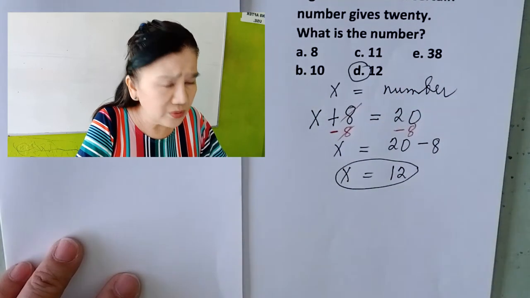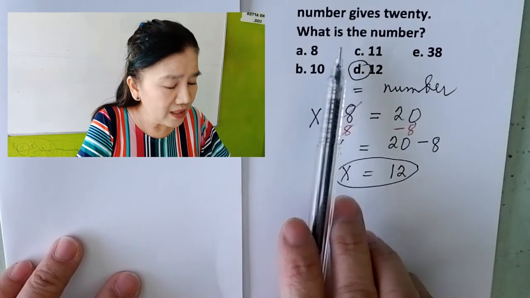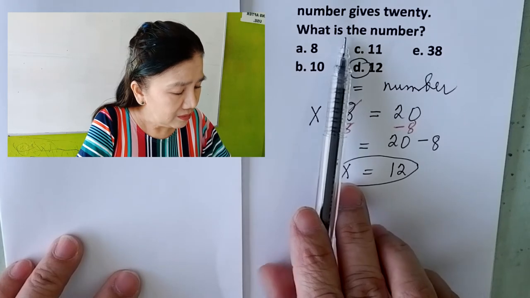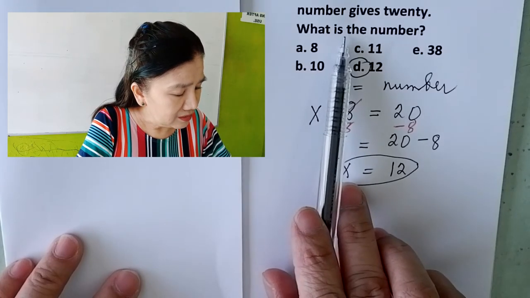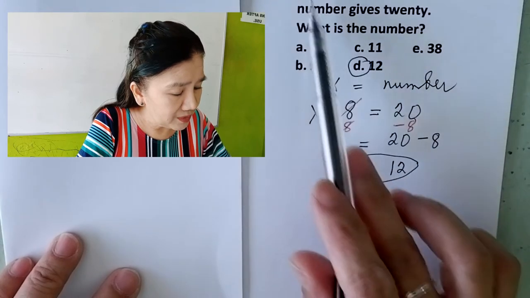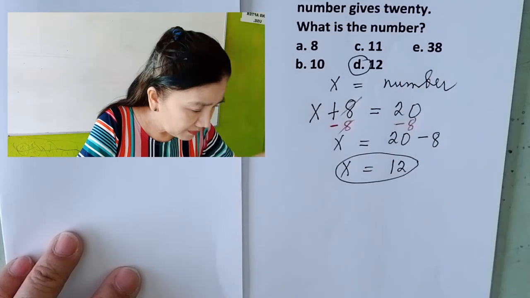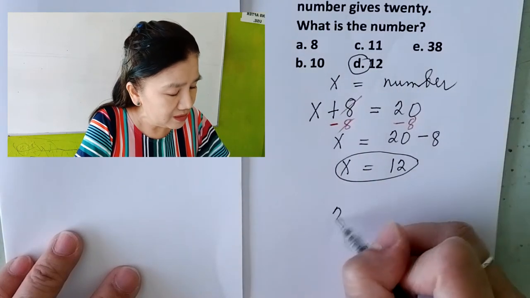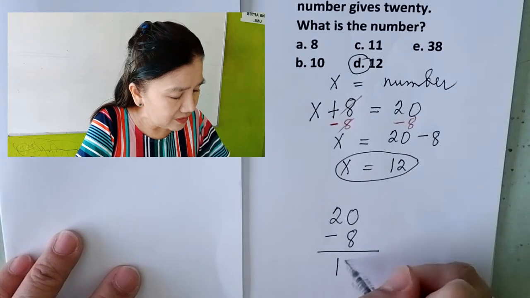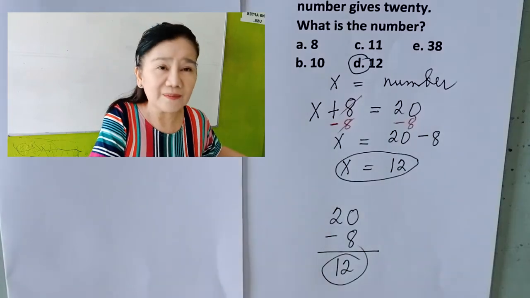How do you do it by arithmetic? Very simple. You want a number where the sum is 20 and that number is 8 more than the given number. So you simply subtract 8 from 20, and you get 12 using arithmetic.